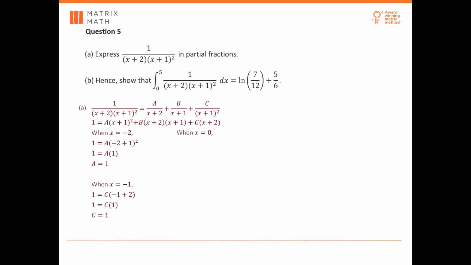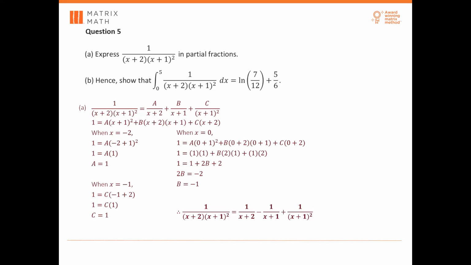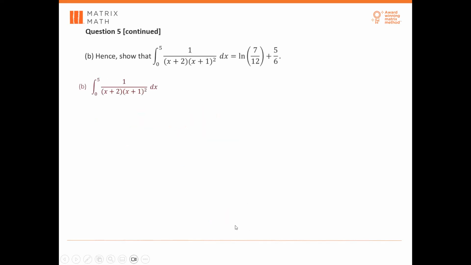Okay, so once you have a and c, you can choose any value for x to find out what is b. So 0 will be an easier one. So just replace x with 0, replace a with 1, and c with 1 as well. You will get 2b equals to minus 2 and b equals to minus 1. So now you can write your partial fractions in this format. Okay, so now we're going to do the integration of this one right here, which you will have to just write it in this format, then do the integration. Okay? So replace this with the partial fractions.